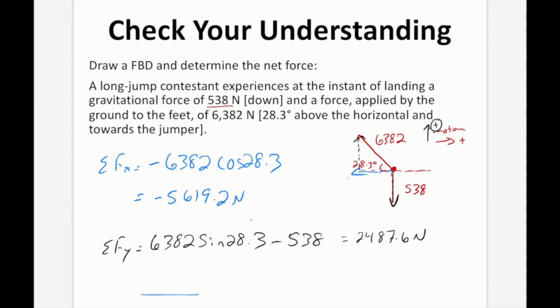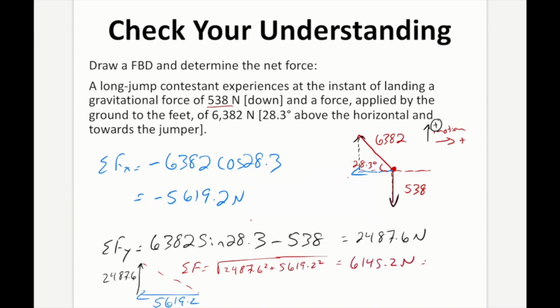We're going to go to the left 5,619.2, and we're going to go up 2,487.6. And then we're going to draw the hypotenuse, and that's going to be the sum of the forces. The sum of the forces is going to equal the square root of 2,487.6 squared plus 5,619.2 squared. That equals 6,145.2 newtons. We need 3 sig digs in our answer, so our final answer is going to be 6,150 newtons.